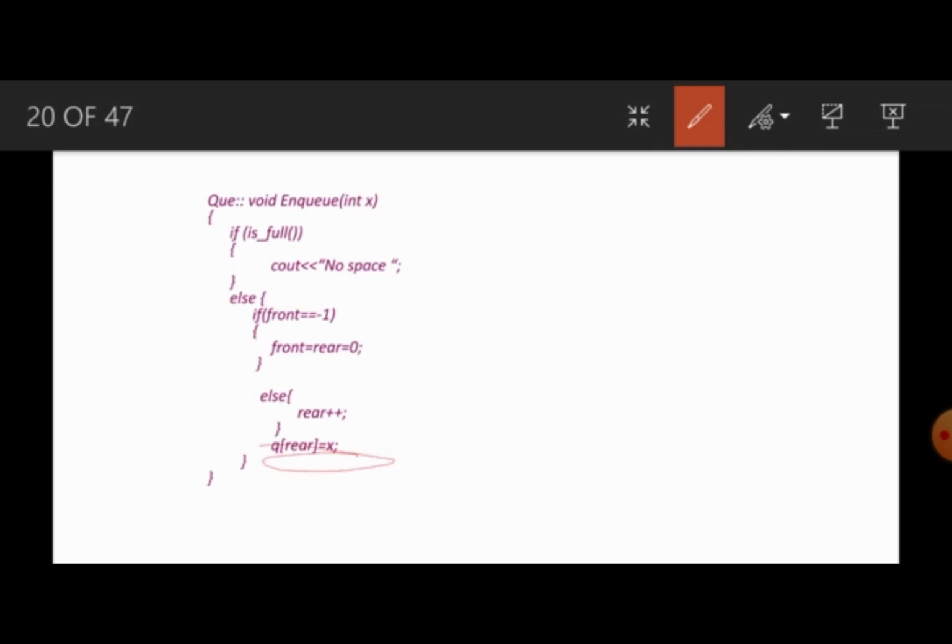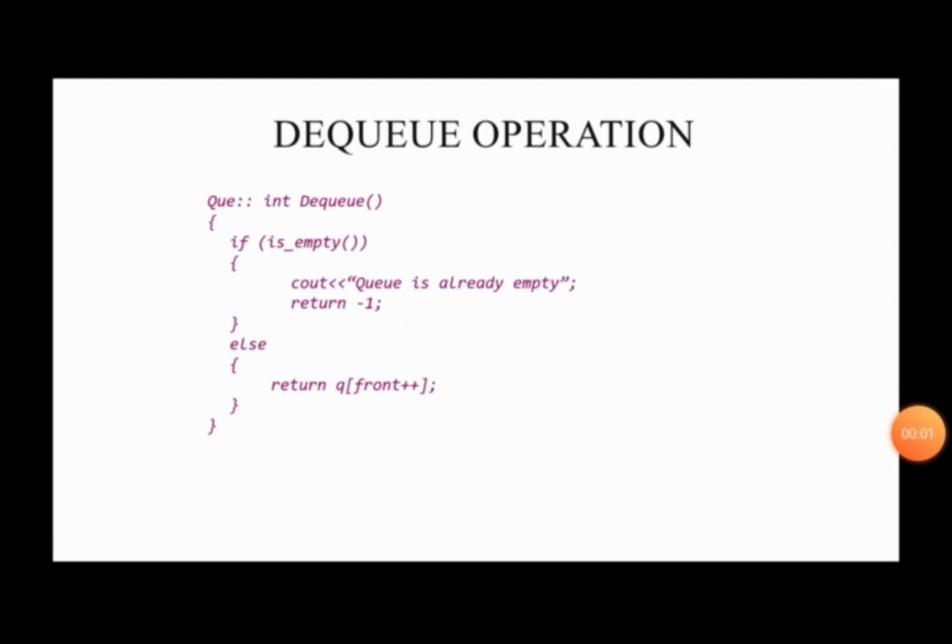So this portion, q of rear is equal to x, is applied after this operation, this method. As in the case of empty, or in the case of not empty, in both cases we will assign the value at the rear index.